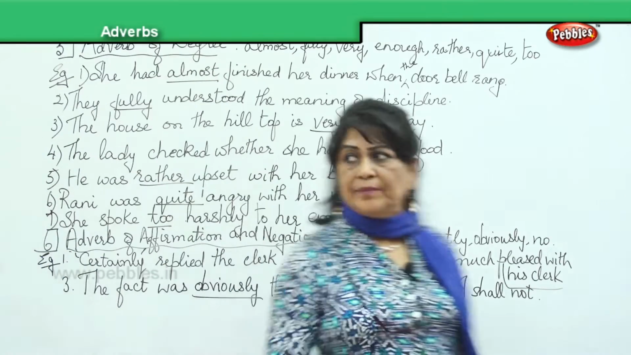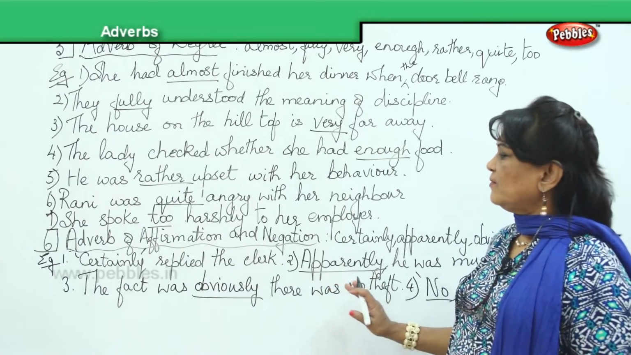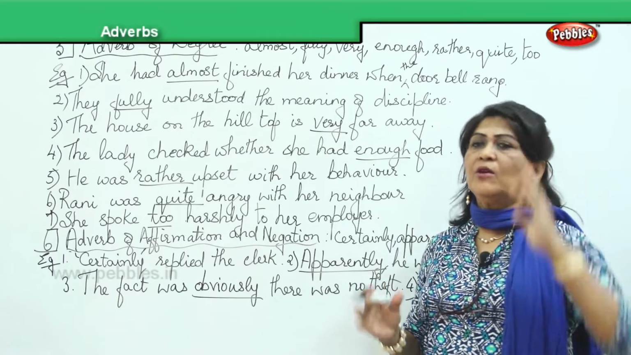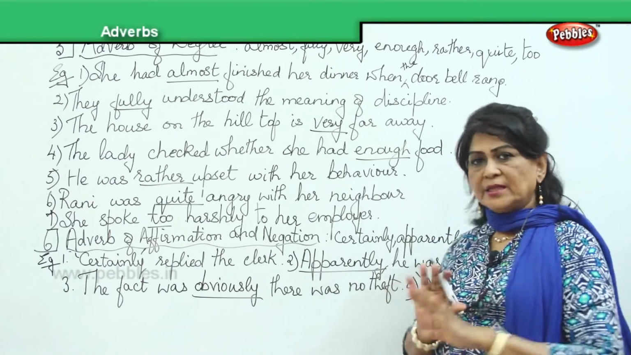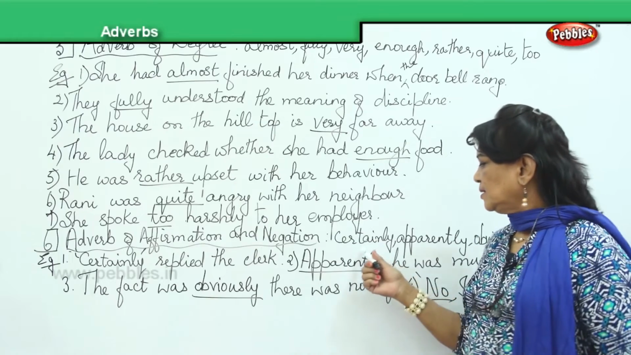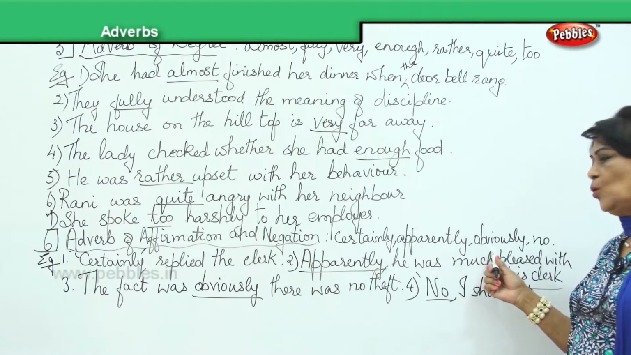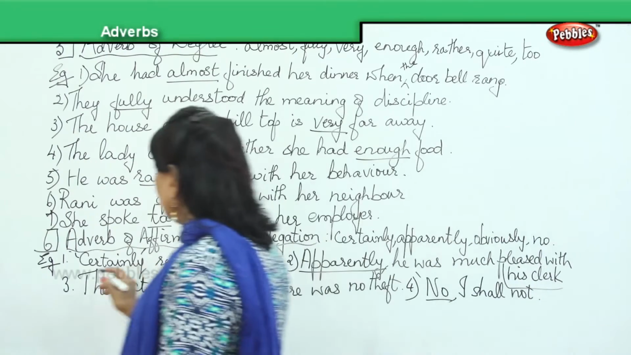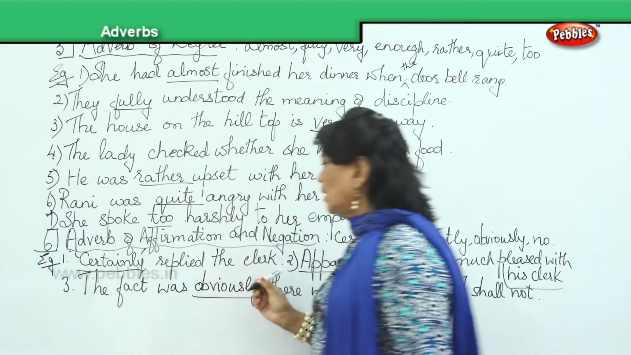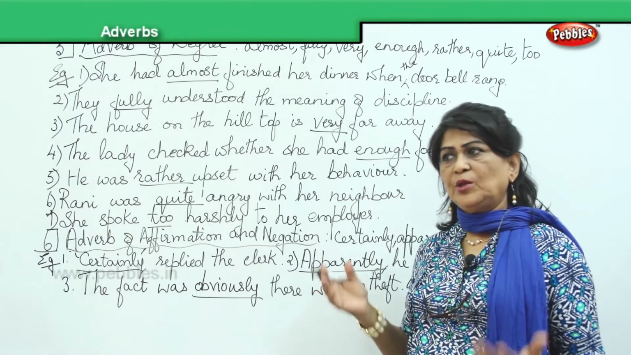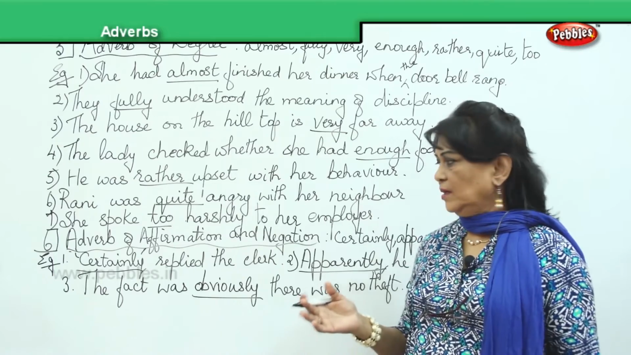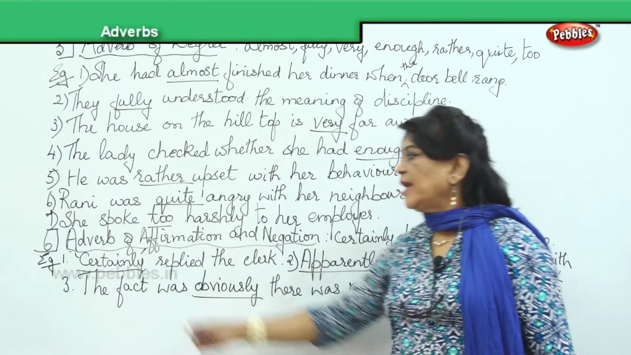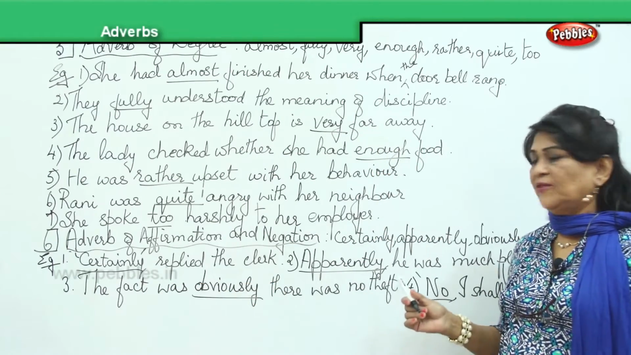Now, shall we have a recap of this second adverb of affirmation and negation? Affirmation means confirming or saying yes to something. Negation is saying no. Certainly, apparently, obviously, and no. Certainly, replied the clerk. Certainly. Will you be able to do this? Certainly. When somebody affirms some action, that is called the adverb of affirmation.